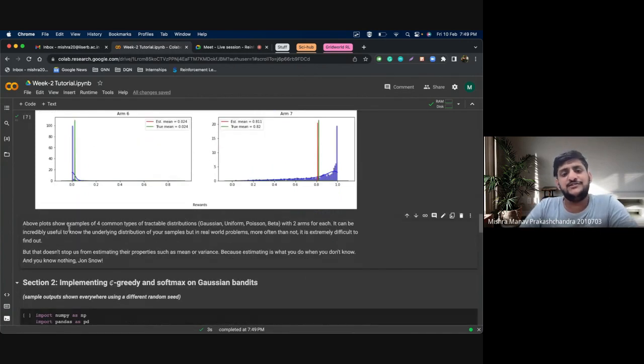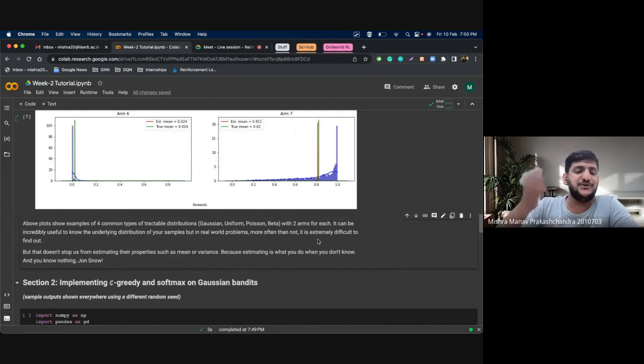The above plots show examples of 4 common types of distributions: Gaussian, uniform, Poisson, and beta, with 2 arms for each. It can be incredibly useful to know the underlying distribution, but in real world problems, it is extremely difficult to find out, right? If we know the true mean, it's good, but in the real world, it's extremely difficult.